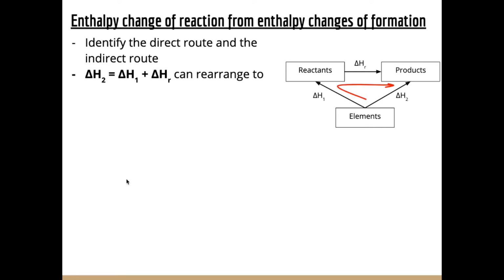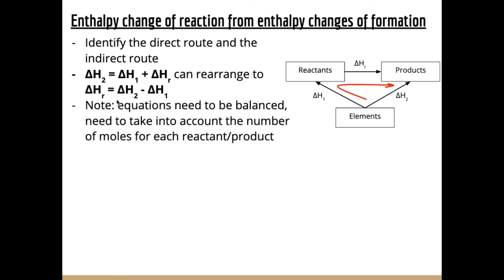So that can rearrange to get that. Delta HR is equal to delta H2 minus delta H1.